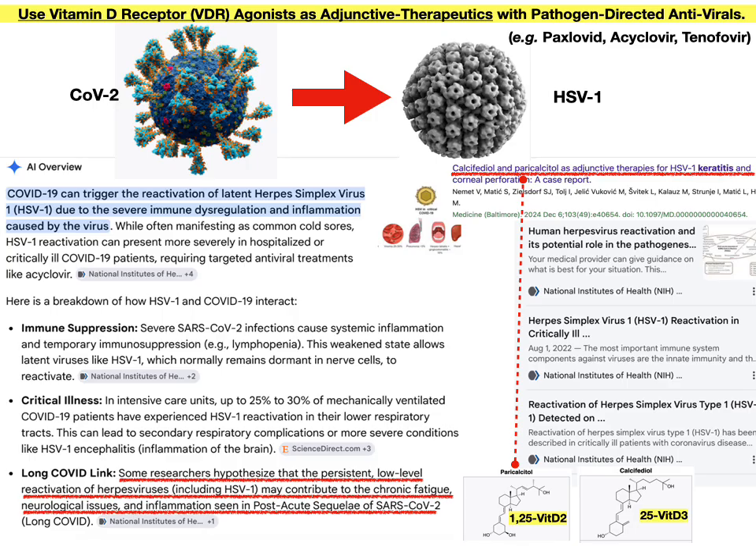Long COVID link. Some researchers hypothesize that the persistent low-level reactivation of herpes viruses, including HSV1, may contribute to the chronic fatigue, neurological issues, and inflammation seen in post-acute sequelae of SARS-CoV-2, long COVID. Once again, draw your attention to the reference on the right, calcifediol and paricalcitol as adjunctive therapeutics for HSV1 keratitis and corneal perforation. These two vitamin D receptor agonists should be explored for the treatment of long COVID, as well as other IAC conditions.